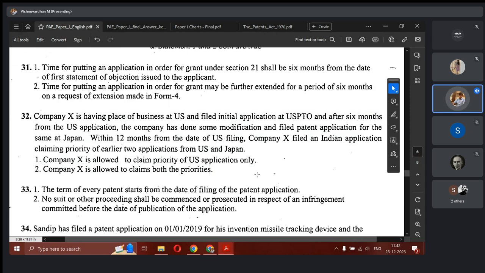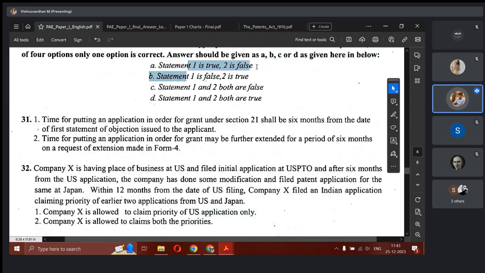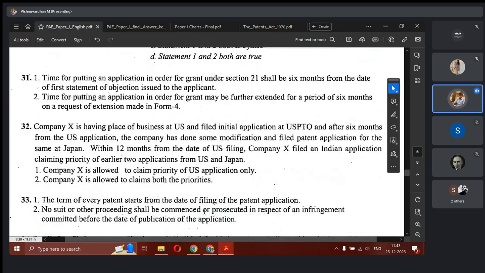If every country claims a different priority date, in the US I claim the US priority, in Japan I claim the US priority, then in India I claim the Japanese priority, then I go to Pakistan and claim the Indian priority, so now the patent duration is different in every country. It will lead to ambiguity. So you can claim the priority only from the earliest filing, so it's only the US application. So 2 is wrong, 1 is true. If statement 1 is true and 2 is false, the option is A. So it's 32A.